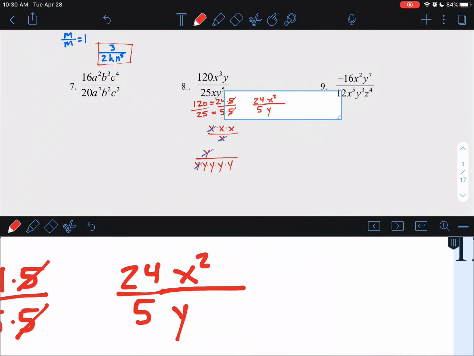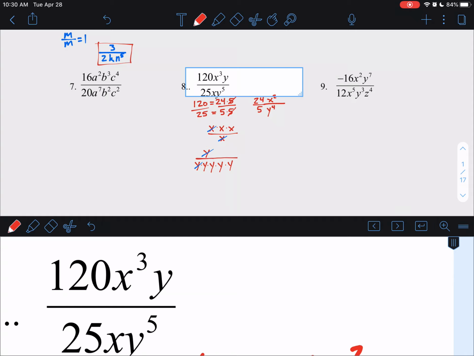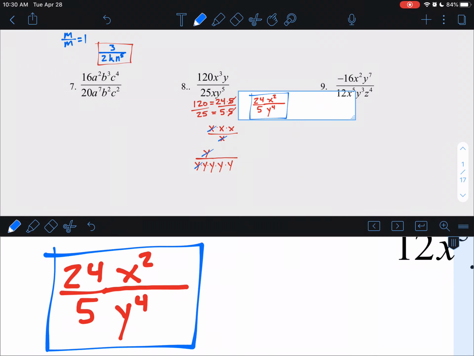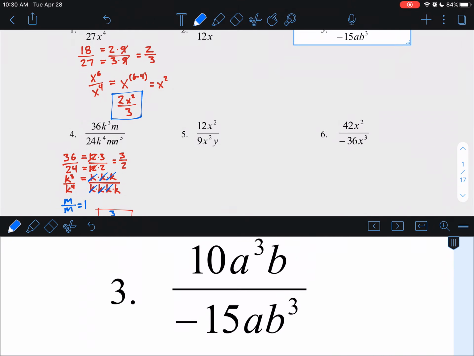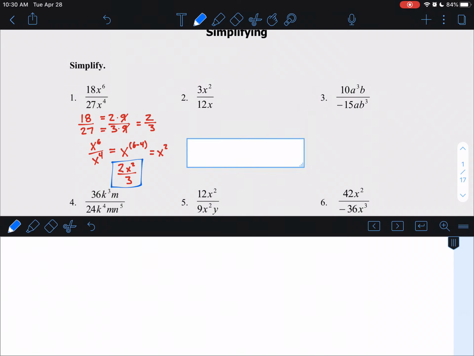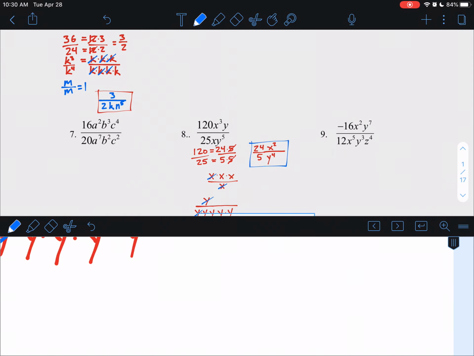So 5y to the fourth in the denominator, which means the simplified form of 120 x to the third y over 25 x y to the fifth is 24 x squared over 5y to the fourth. And I can't simplify that any further. Okay, and y'all, I want you to do basically everything else on here. Yeah, everything else on that page.